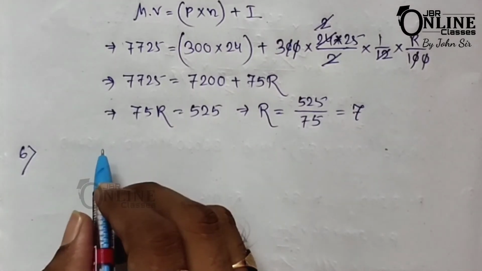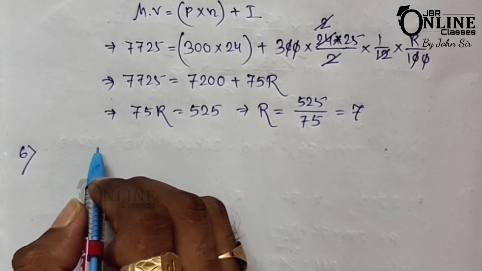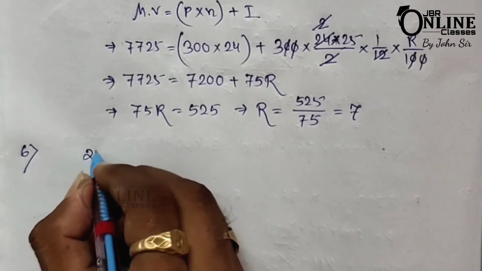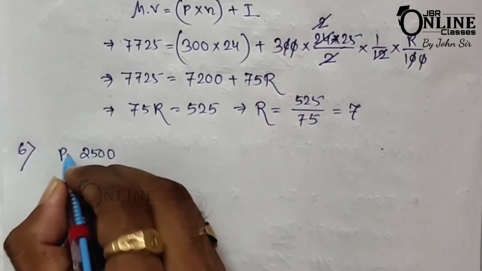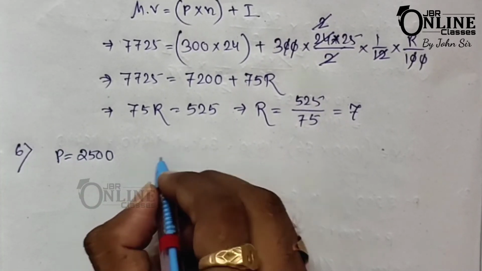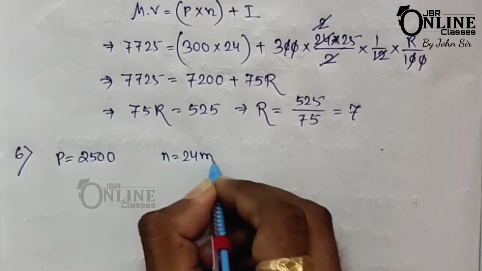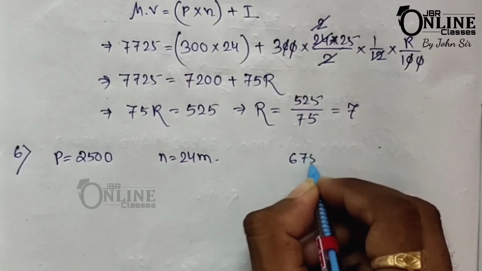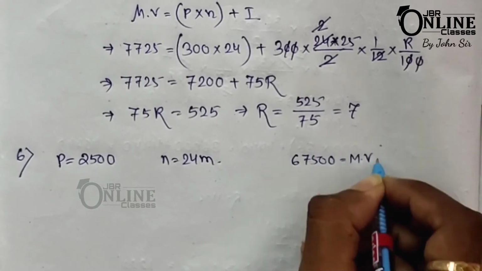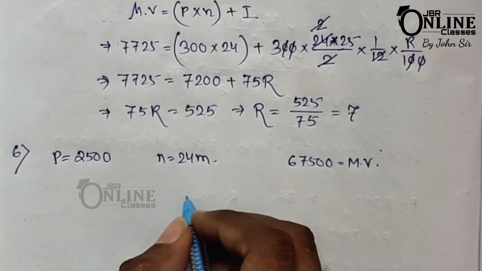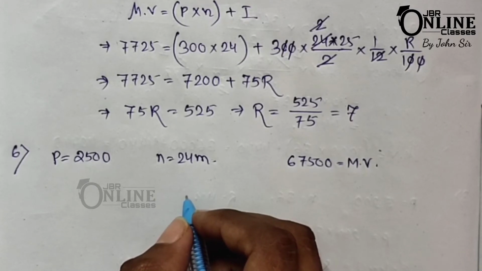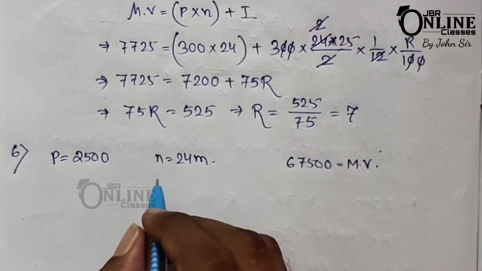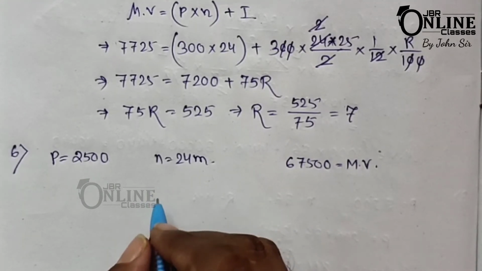Next one, sum number 6. In sum number 6, Mr. Gupta opened a recurring deposit account in a bank. He deposited rupees 2500 per month for 2 years. So here n equals 24 months. At the time of maturity, he got 67500 as MV. Then find the total interest earned by Mr. Gupta and the rate of interest per annum. That means this problem is the same as sum number 5. So I hope you can solve this problem.